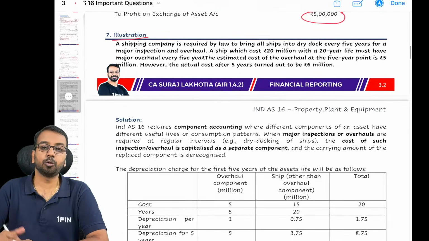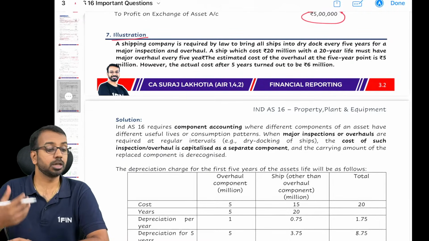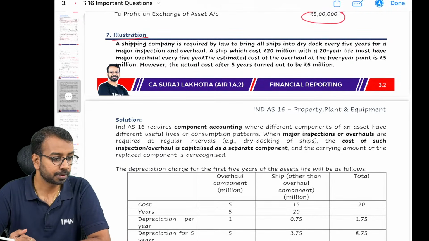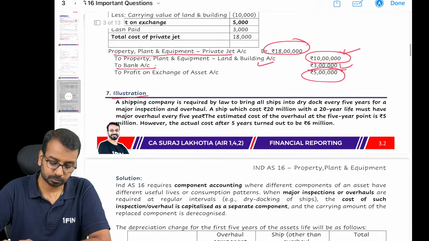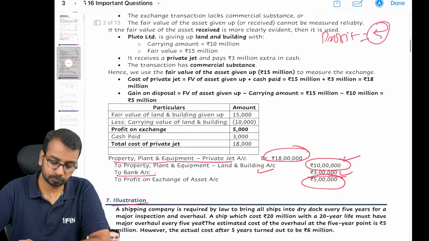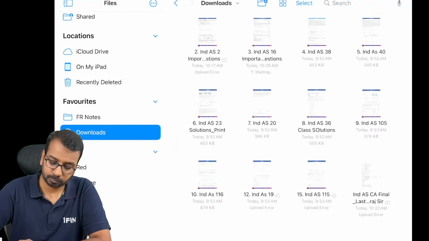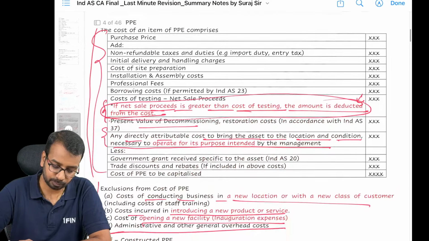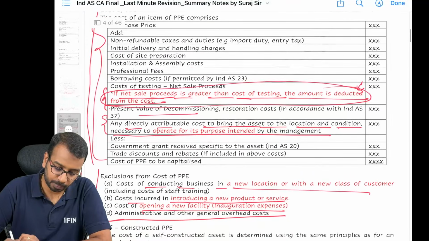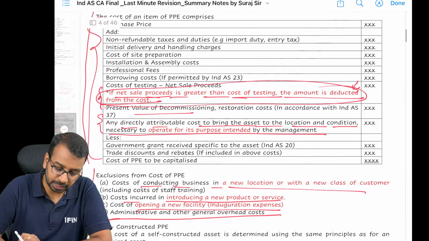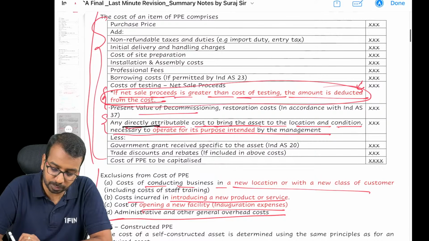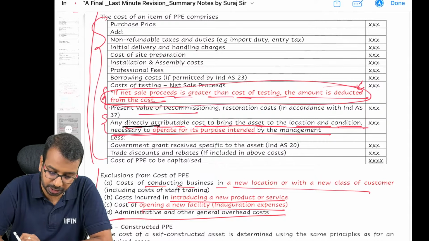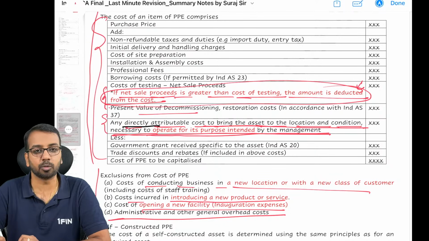This is with respect to your significant overhauling and repair cost. Can you repeat the overhead? Yeah. If there is any directly attributable cost to bring the asset to the location and condition necessary to operate as required by the management, you will include it.